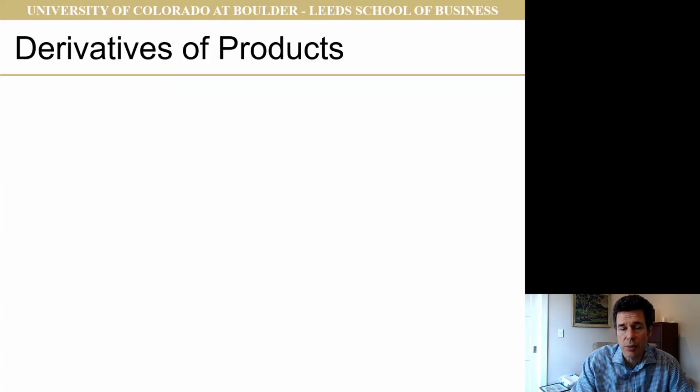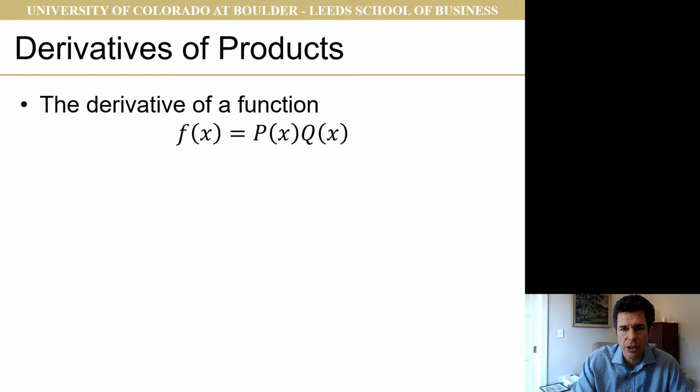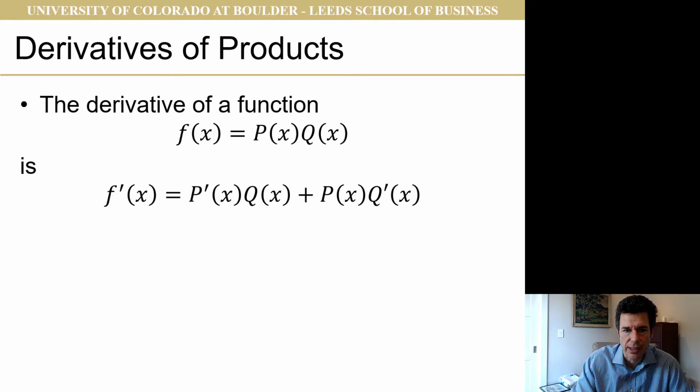So the derivative of products: we have a function p of x times q of x, and the derivative of that function is the derivative of the first function times the second function plus the first function times the derivative of the second function. Now this is just a rule. It looks a little bit complicated, but you need to learn this rule in order to be able to take these derivatives. The only way I know of to do this is some memorization and practice. So we're going to do a bunch of problems now.